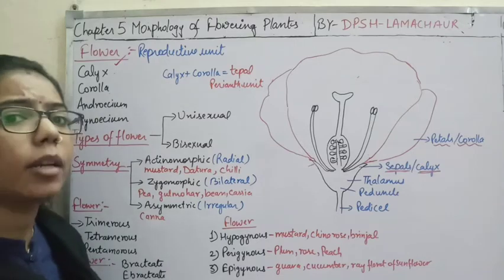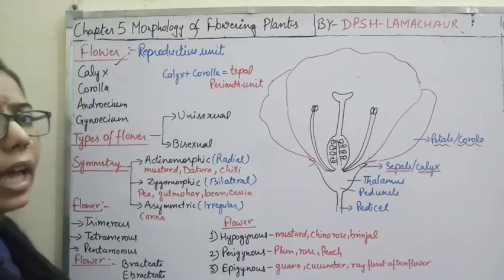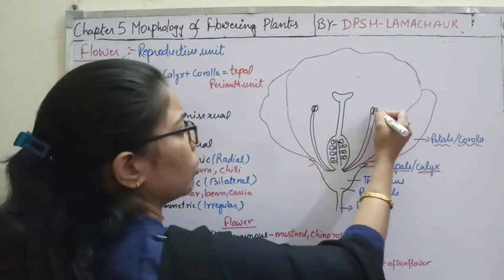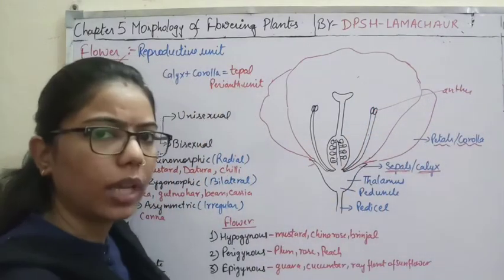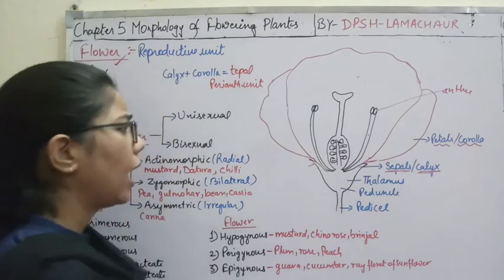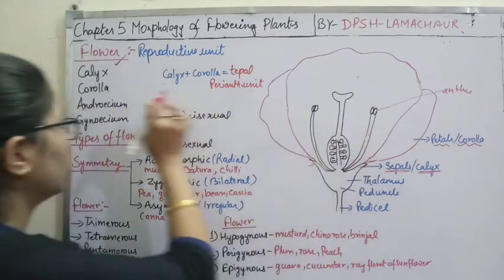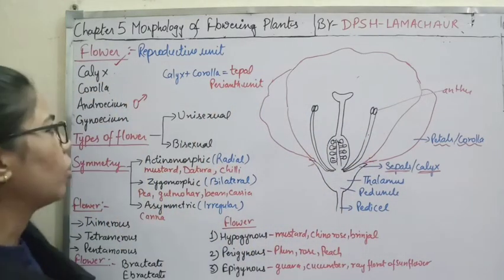Androecium is the male reproductive unit of the flower, and it is composed of the anther and filament. Here you can see this part is known as the anther, and this stalk is known as the filament. Combined, anther plus filament is known as the androecium. It is the male reproductive unit of the flower.